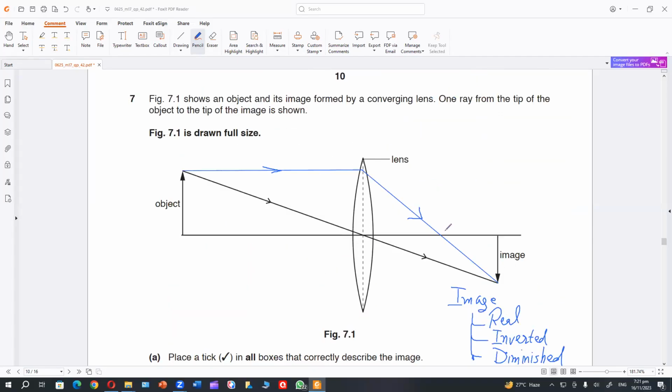So when a question is given like this, the figure shows an object and its image formed by a converging lens. One ray from the tip of the object to the tip of the image is shown. Examiner says that the diagram is drawn on full size. This is a converging lens.